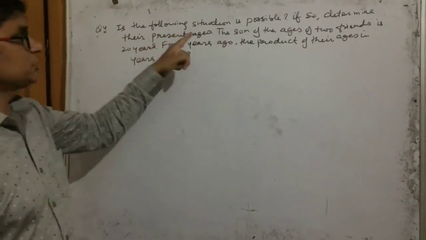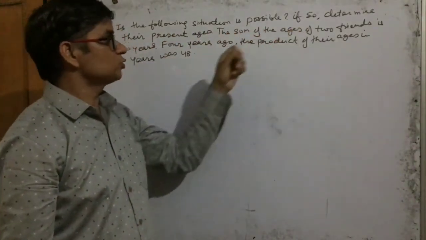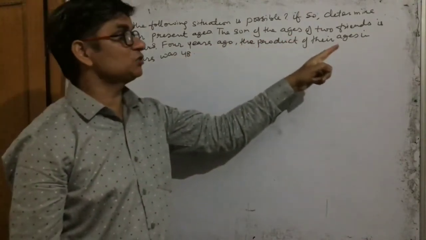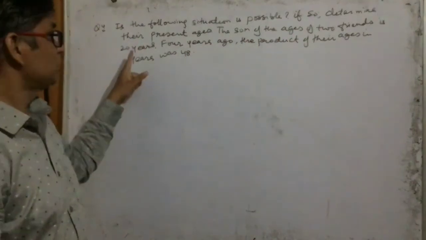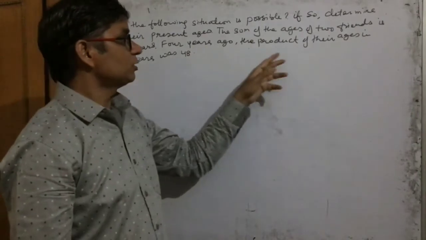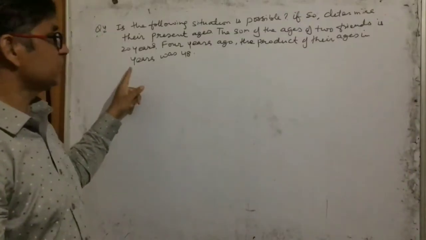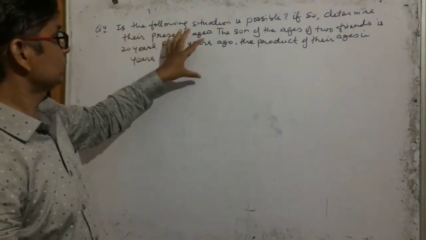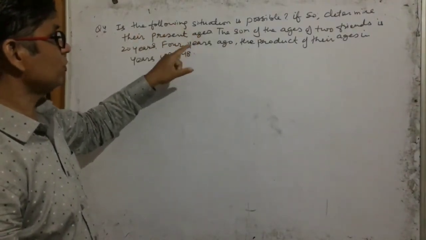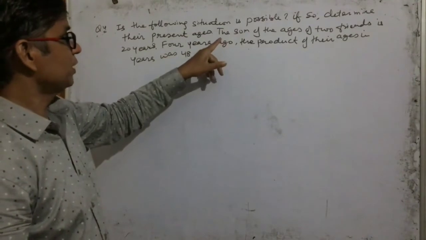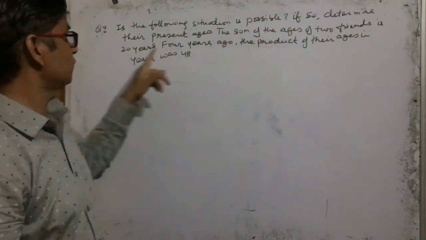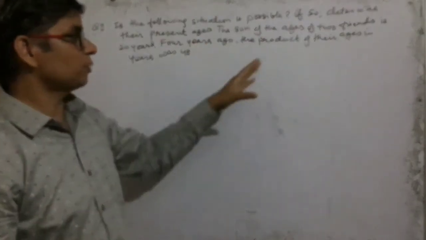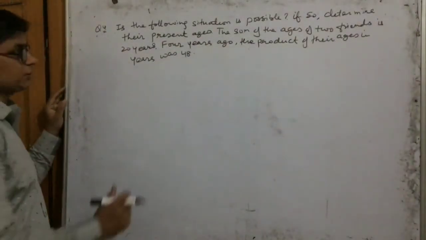Is the following situation possible? If so, determine their present ages. The sum of the ages of two friends is 20 years. 4 years ago, the product of their ages in years was 48. We have to find whether the situation is possible or not. It is given that the sum of the ages is 20 years, and 4 years ago the product of their ages was 48.